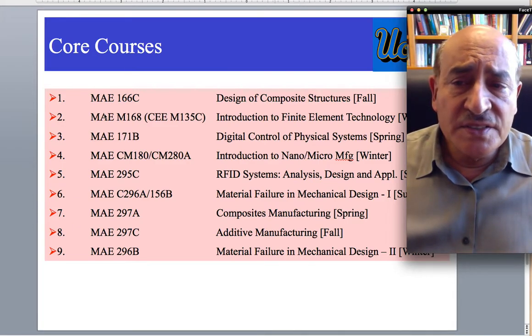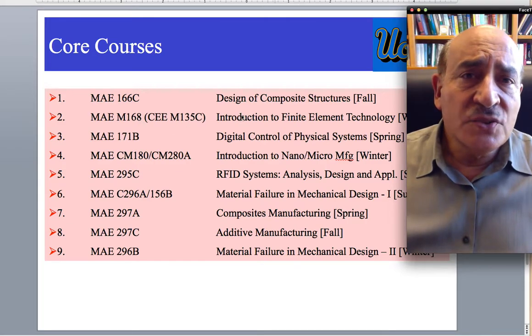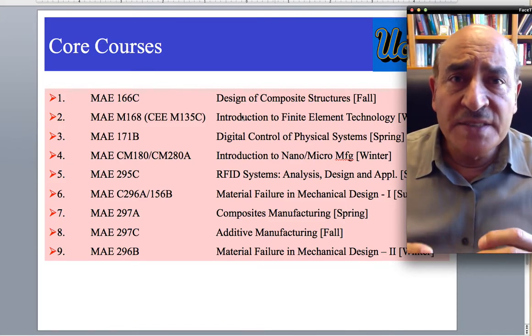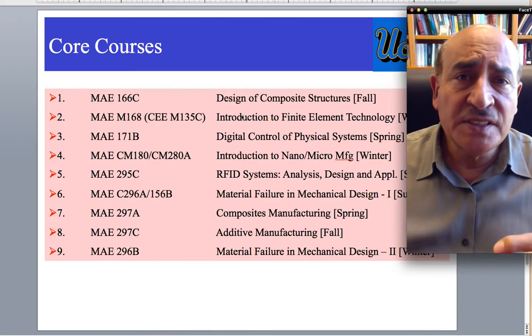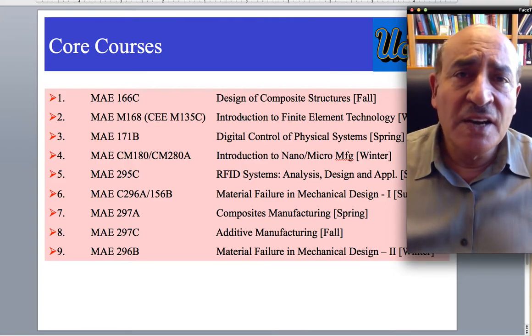The second course that you see on the list here is Finite Element Technology, which is 168. And this course is again an undergraduate course, senior level. It introduces you to the basic idea of finite element, the elastic energy in a structure, and how you can break down this elastic energy and use it to relate the stress to the strain in a matrix form, and how you formulate this matrix, and how you apply boundary conditions.